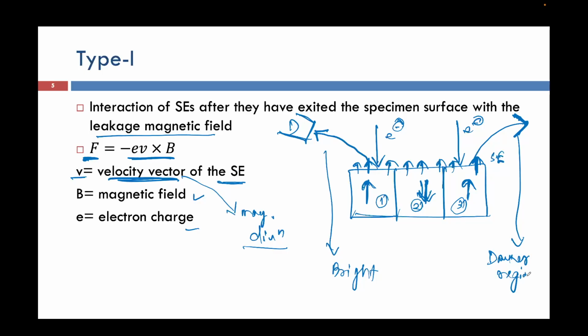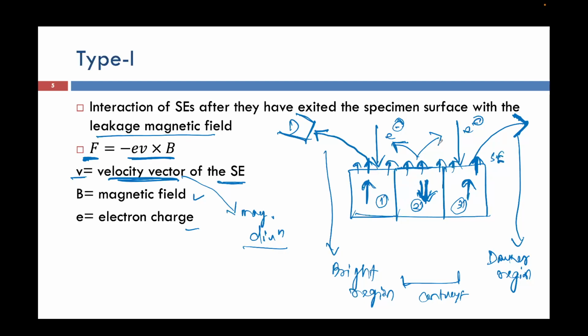Since bright regions and darker regions are coming in between, I will be able to see the contrast. The same thing will also happen for region 2. If the secondary electrons coming out of this surface are going towards the detector, then I can see that region as a bright region. If they are going away, then I can see it as a dark region.